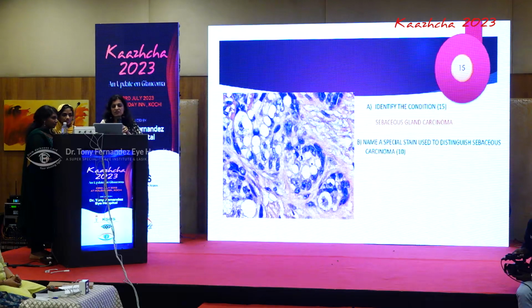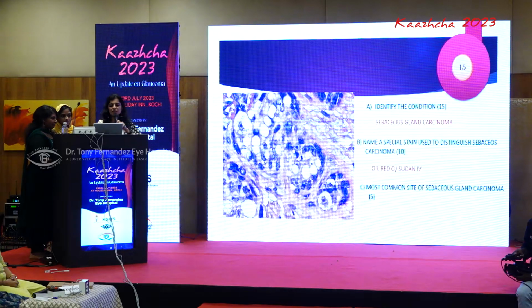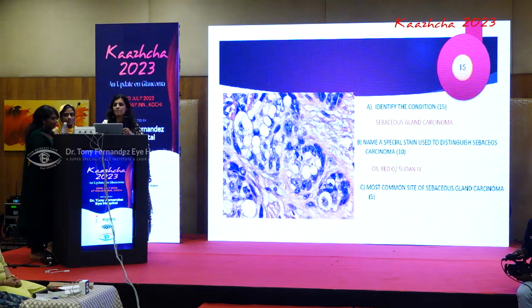Okay. Name a special stain that is used to distinguish sebaceous gland carcinoma. Oil red O or Sudan black. Correct. So 10 marks. And most common site of sebaceous gland carcinoma? Upper eyelid. Correct. So 10 plus 5, 15 for team C.